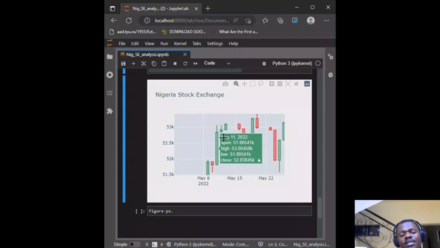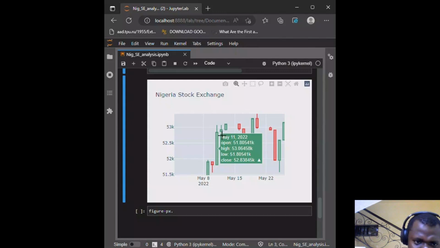I am by no means an expert in the stock trading field, but as you can see here, for this particular stick, the close is higher than the open, so therefore it is, what do they call it, bullish. So it's bullish.